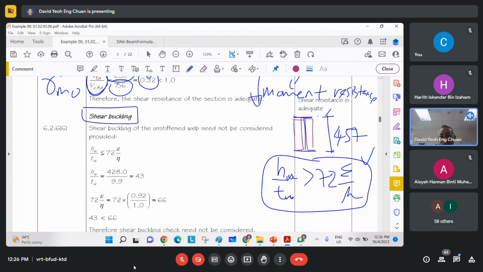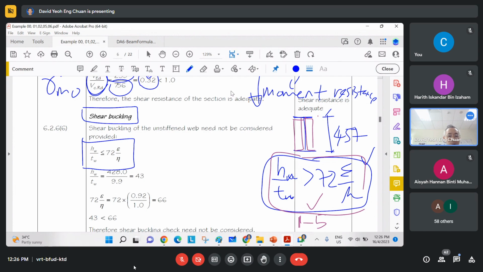If you need to have an extra stiffener, if these comply, then you have to go to part 1-5 of the Eurocode, BS EN 1993-1-5, to do the design of the stiffener. But we don't want to have this. So when we do not want to have this, we must make sure that this condition applies: h over t_w less than 72 epsilon over eta.